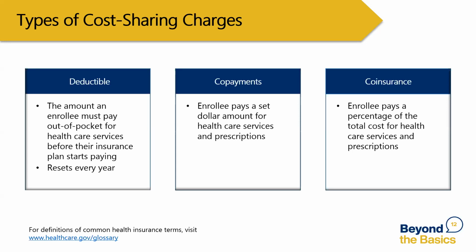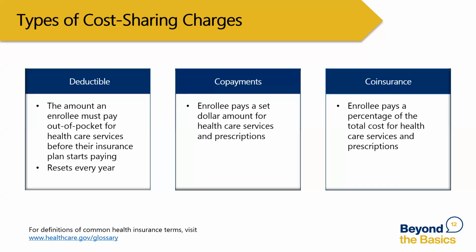The deductible resets every plan year. So an enrollee who met their deductible in 2021 will need to meet their deductible again in 2022. The deductible could also reset if someone changes insurance carriers during the plan year, or in some cases, if they change plans with the same insurance carrier during the plan year.